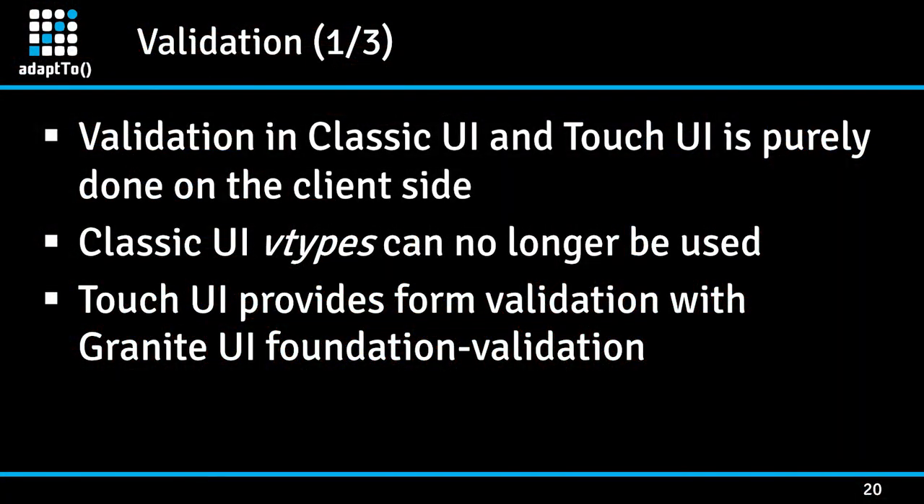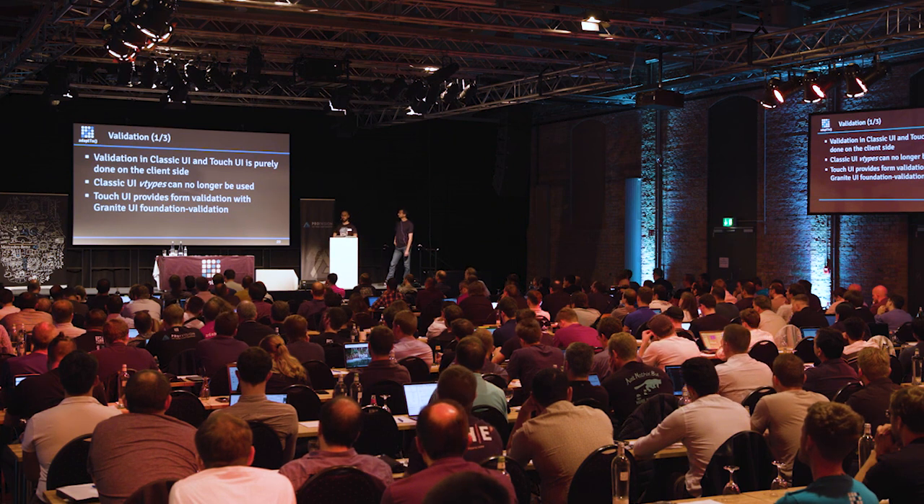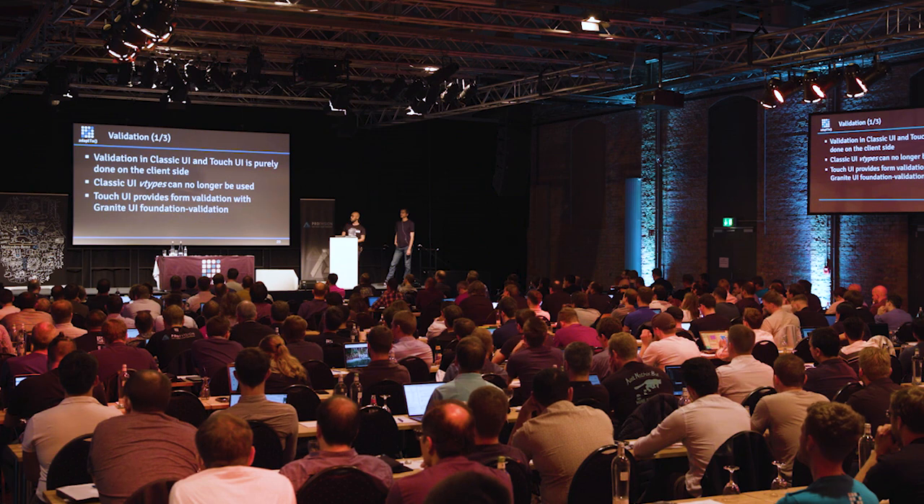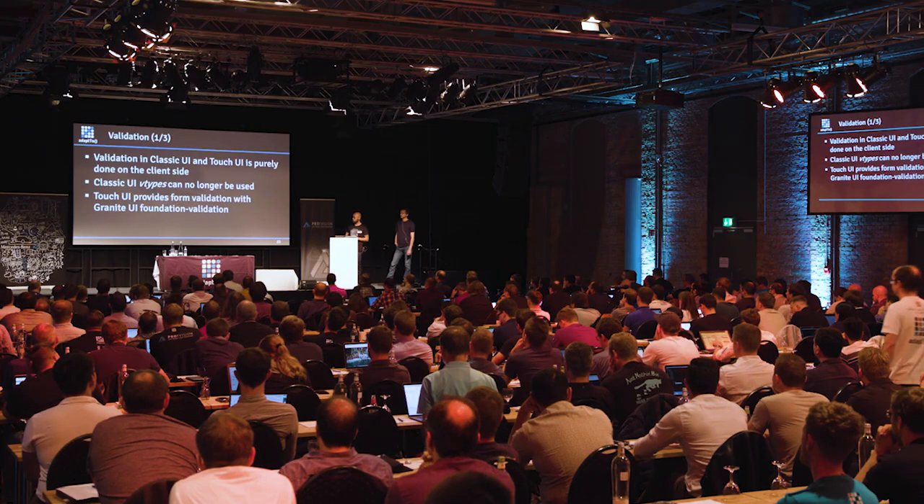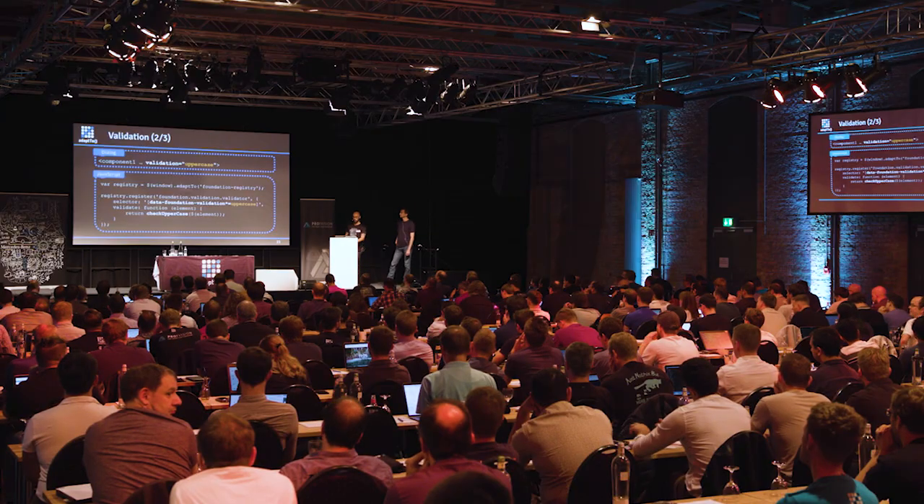And now let's take a look at validation, also an important aspect that you often use, of course. Validation in Classic UI and TouchUI is purely done on the client side. This is the same for both of them. The difference is that in Classic UI you were used to using V-types, which can no longer be used. So what do you do? You use Granite UI Foundation Validation, a new mechanism brought in with TouchUI. And this is an example of how you can use it.